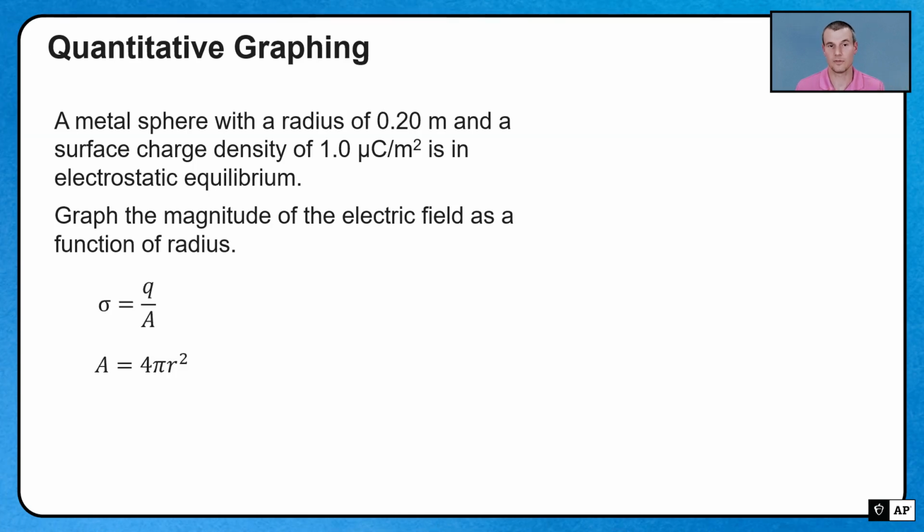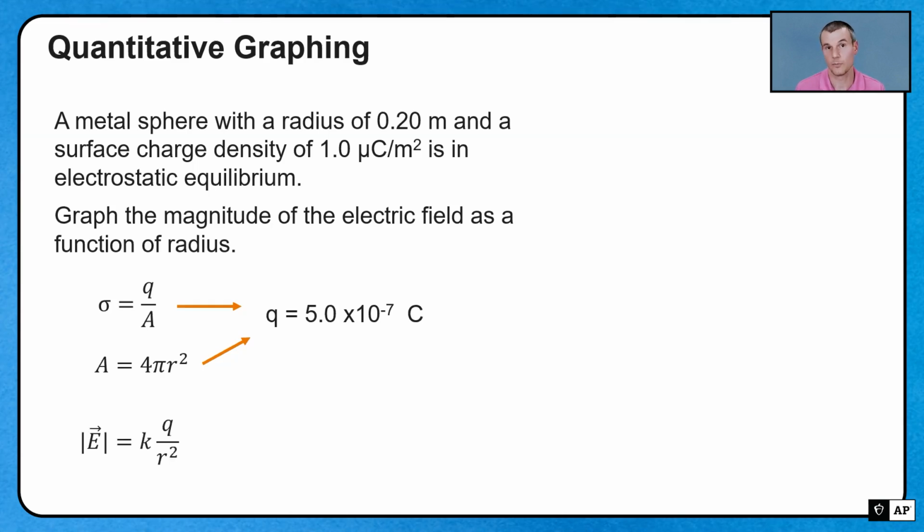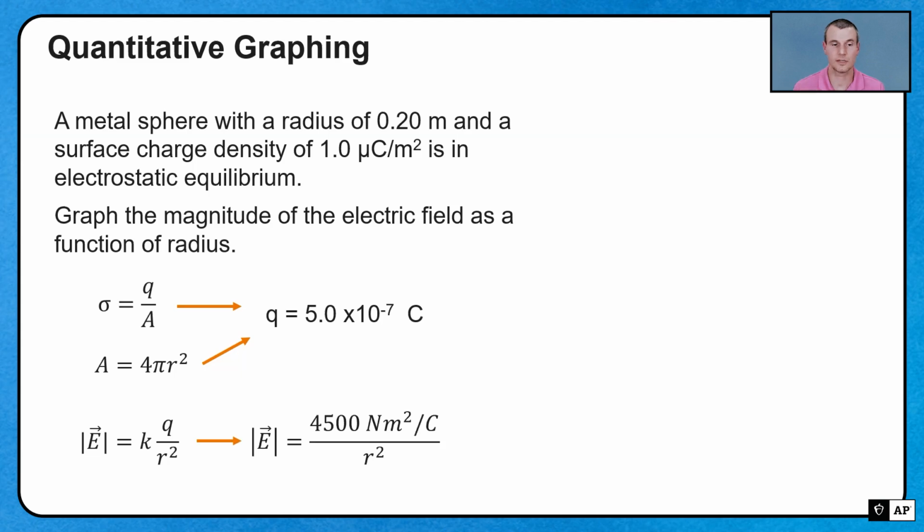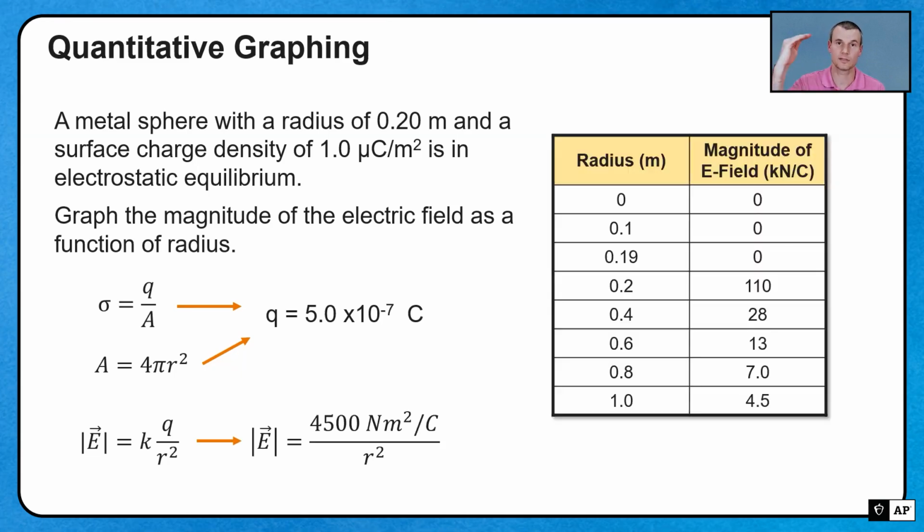Well, we have the charge density, we have our area. If we put those two things together, we can find the total charge on our sphere. We also have this equation for the electric field of a point charge. And if we sum these things together with Coulomb's constant, we're going to get this setup here. Plugging in for radius, we get this collection of values, where these first few are going to be 0. And once we get outside, or technically right on the radius of that sphere, we jump up to its value, and then it decays downward from there.